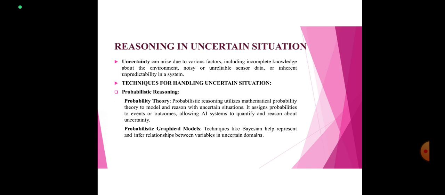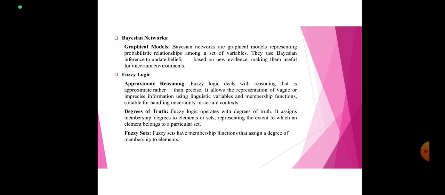Next one is probabilistic graphical models, that is, Bayesian networks, etc., which help to represent this uncertain situation. That is, Bayesian networks are graphical models that represent the probabilistic relationship among the variables.